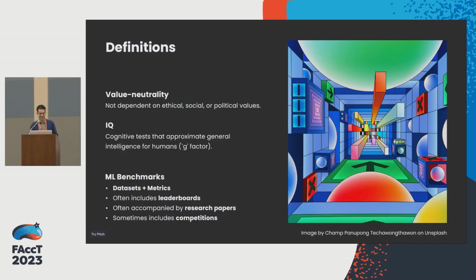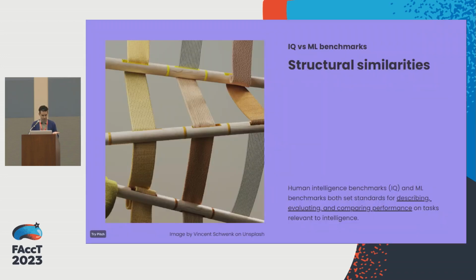Some definitions before we move further. So the first one is value neutrality. By this we mean not dependent on ethical, social, or political values. Another definition is IQ. By this we mean cognitive tests that approximate general intelligence for humans. And by machine learning benchmarks, we mean data sets together with metrics. Benchmarks often include leaderboards, they're often accompanied by research papers, and sometimes they include competitions.